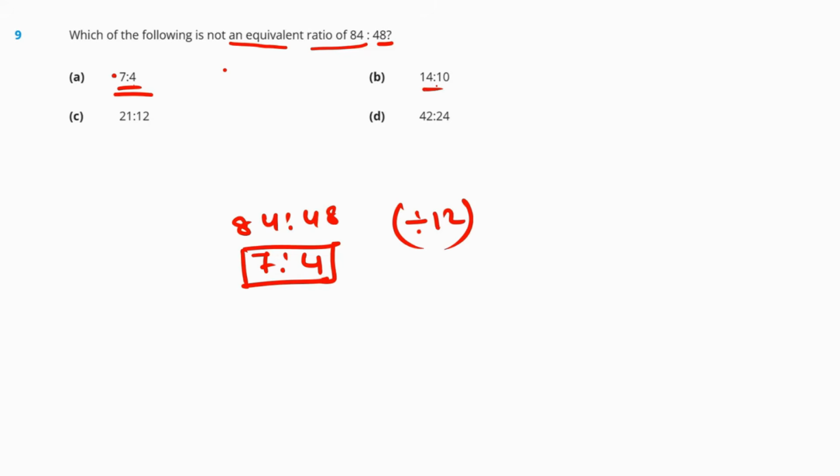Now the first one is obviously equivalent, 7 is to 4. Next, 14 is to 10. 7 two times is 14, so 4 two times should be 8. 14 is to 8 should be there, but it's given 14 is to 10. So this is not equivalent. So hence this is the required answer.